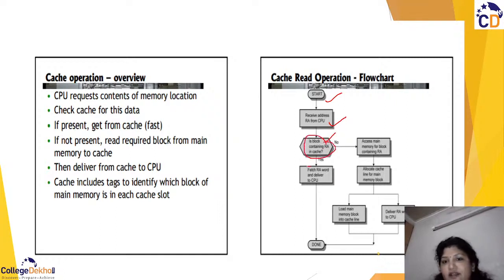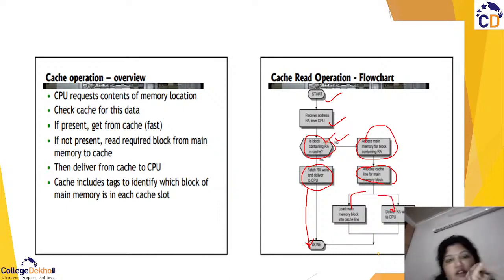Yes, then directly fetch the word and execute it, and the task is basically done, right? And suppose it is not there, so you have the no condition also in this. If it is not there, then access it from the main memory, shift it to the cache, allocate it to the cache, and then load the main memory block into the cache line and deliver the word to the CPU. So it is following all these steps, right?